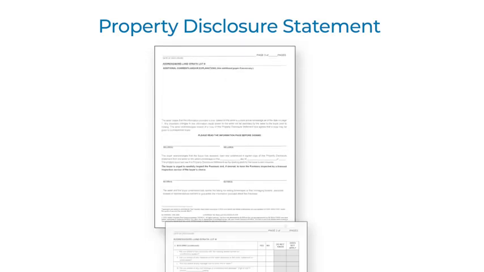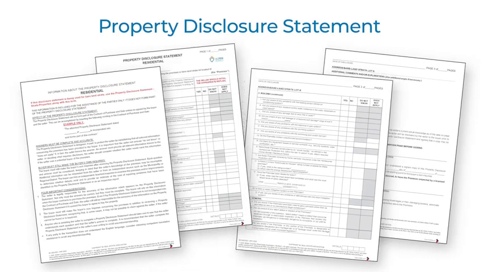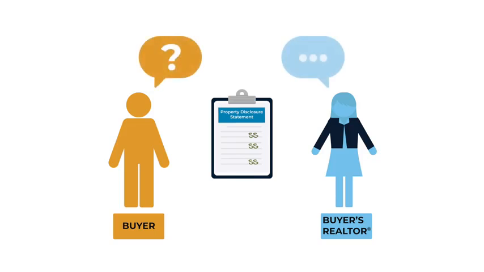The property disclosure statement is one of the forms commonly used in real estate transactions in BC. This form is where sellers disclose facts about the condition of the property so that buyers can make an informed decision when considering purchasing the property.